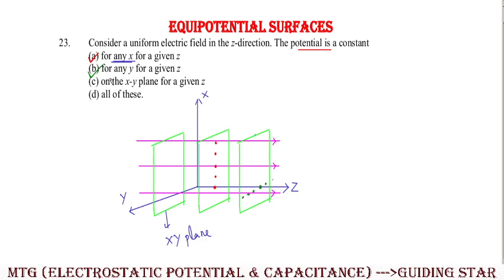And next option C, on the xy plane for a given z. That means on the xy plane, suppose I take any particular value of z, over here, for example, suppose I take this particular value of z. Clear? At this particular value of z, this is a particular equipotential surface, or else you can say what is the location of this equipotential surface. This equipotential surface might be located somewhere else over here at this particular value of z.